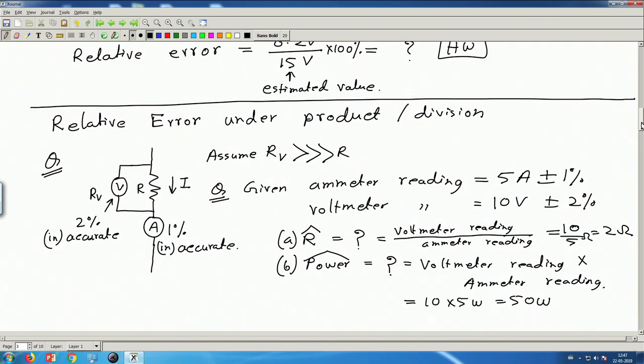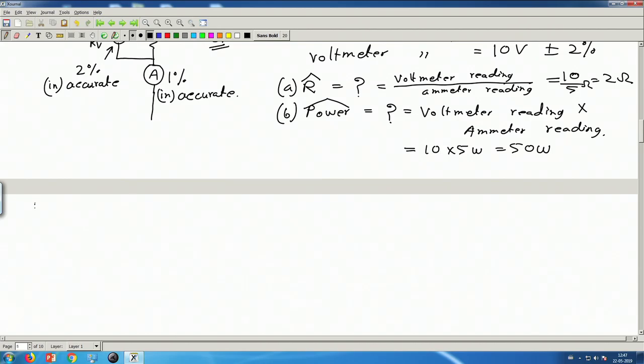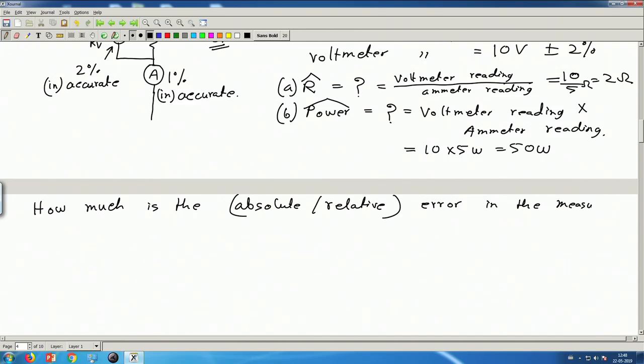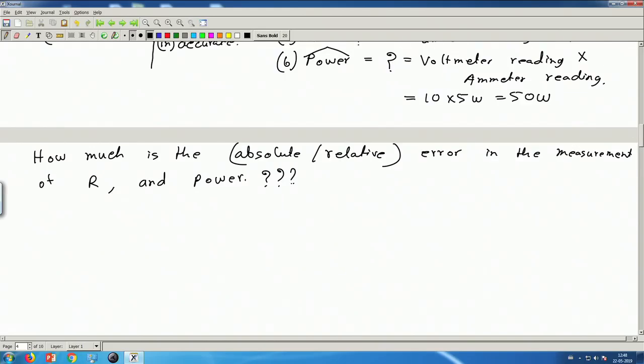Now the question is, how much is the error, absolute or relative, in the measurement of R and power, resistance and power. So this is the question. Okay, so the solution. First, say power, let's do it for the power.